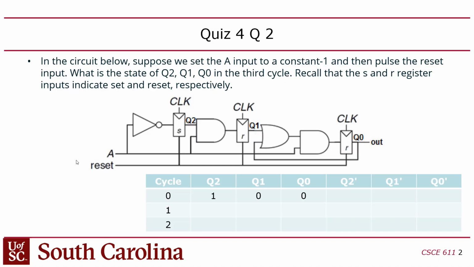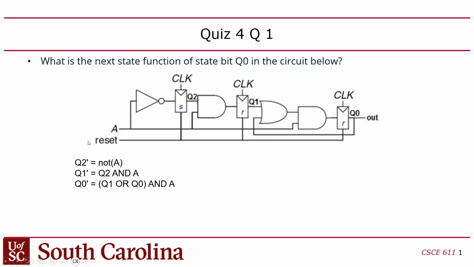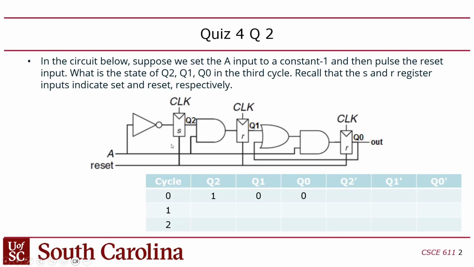pulse the reset input. What is the state of Q2, Q1, Q0 in the third cycle? Recall that the S and R register inputs indicate set and reset respectively. So when we reset, we're going to initialize Q2 to be 1 because the reset's plugged into the set input, which will initialize that guy to 1, and Q1 and Q0 will be reset to 0. So our initial state will be 1, 0, 0.